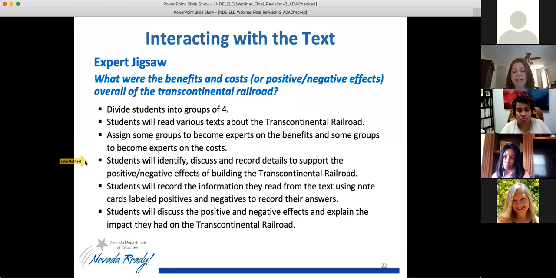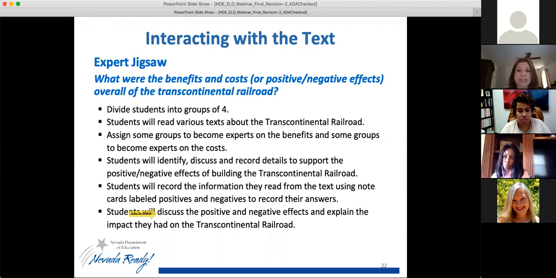They will identify, discuss, and record the key details that they are reading about and learning about, the positives and the negatives in regards to the Transcontinental Railroad. Students are given the opportunity to record the information that they read from the text using note cards labeled positives and negatives to record their answers. And students will discuss the positive and negative effects and explain the impact they had on the Transcontinental Railroad.